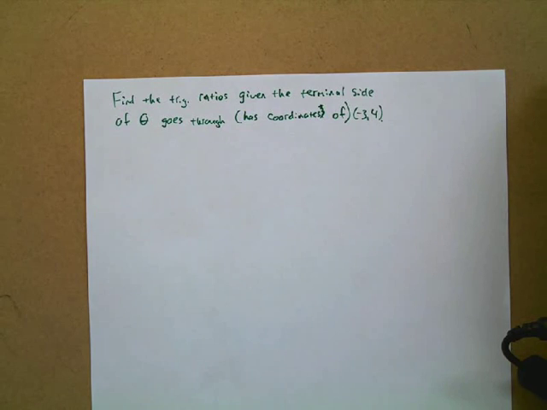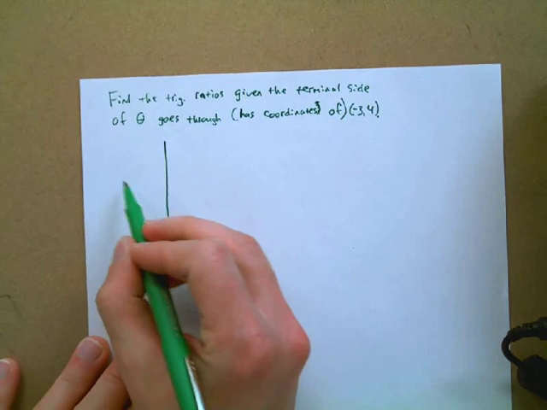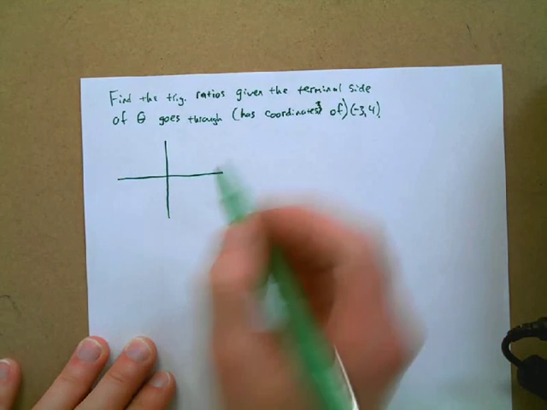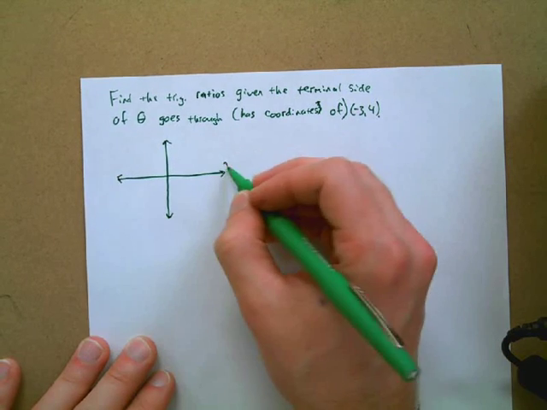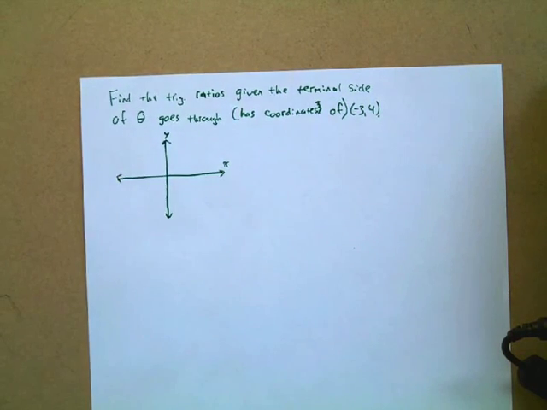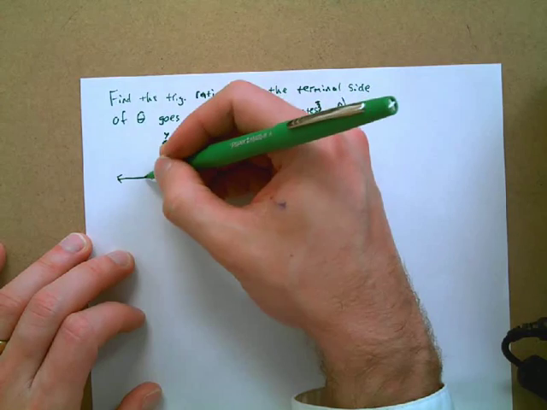And we'll eyeball that point, negative 3, 4, so 1, 2, 3, and then 1, 2, 3, 4. So something like right here. There's that point, negative 3, 4. So where do we get the angle? Where do we get an angle if we have a point? Where's this angle coming from?